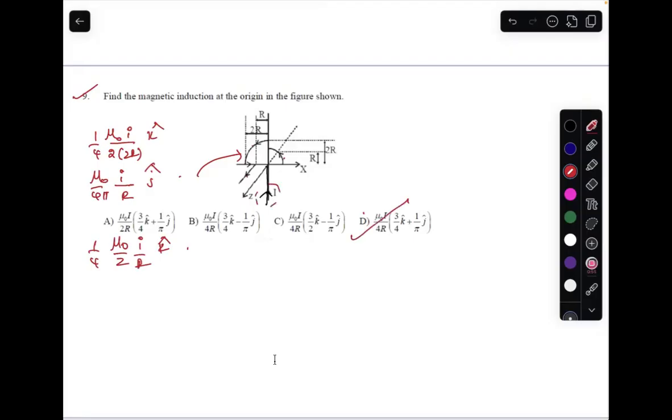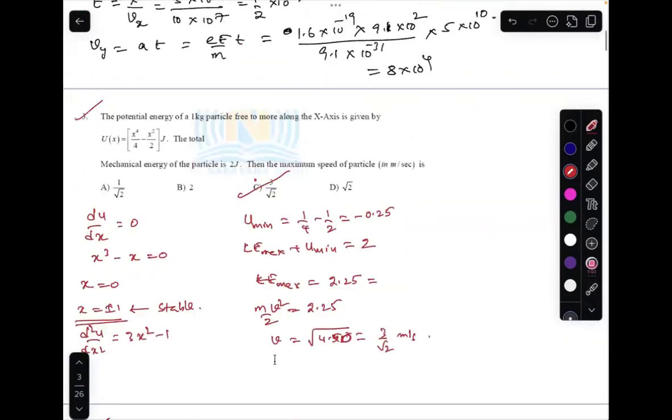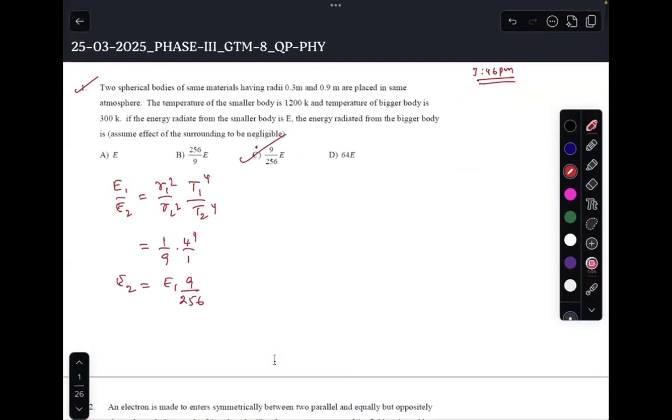Remember, this won't contribute any field because it is passing through that point. So I have done all the questions. Basically, it's an easy paper. 85-90 is nothing in this.